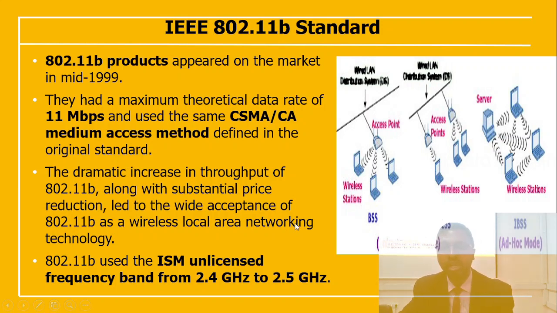Here you see infrastructure mode and ad hoc mode. Ad hoc mode means peer-to-peer, end-to-end. Here the wired LAN distribution system will have the AP, access point, and wireless stations, the base station subsystem. Then you have the wired LAN distribution system, access points, everything wireless. Here you have the extended service set, then server communication through the wireless station. Then the independent base station subset is the independent case with ad hoc, end-to-end, or peer-to-peer networks.